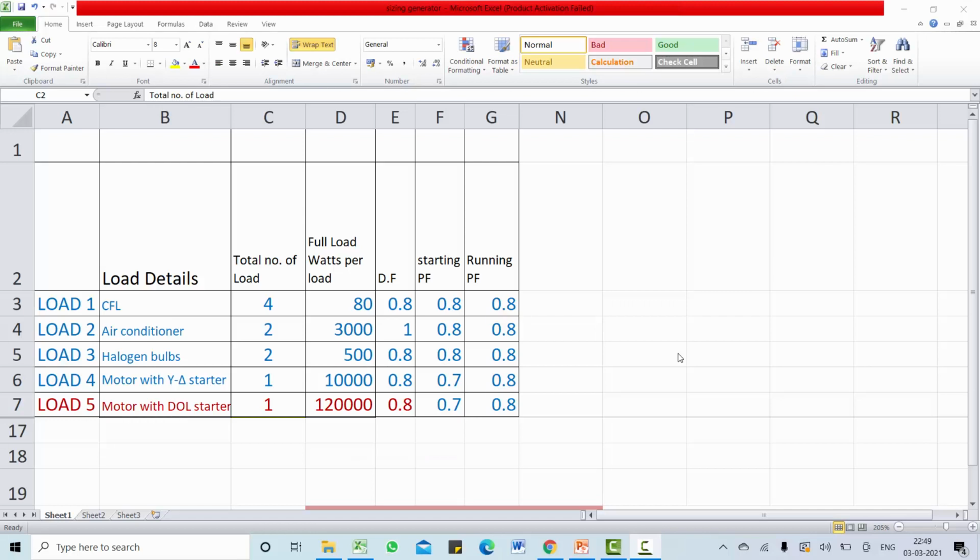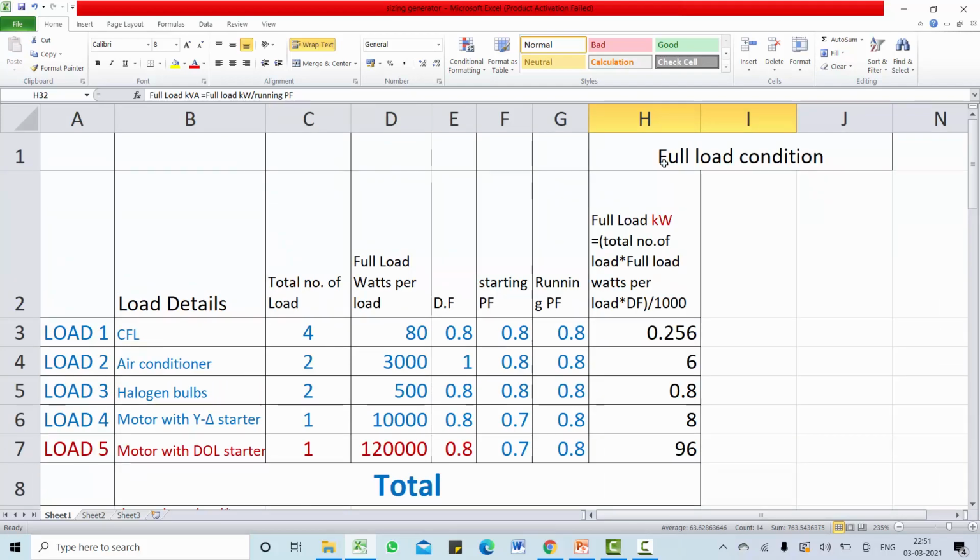Now I am moving to the Excel sheet where I copied the different kinds of load as they are in my problem. I have 5 different kinds of load. How many similar loads are available is presented here. Rating for each load is given, and so are the diversity factor, starting power factor and running power factor. Now you just calculate full load kilowatt for all the 5 different kinds of load.